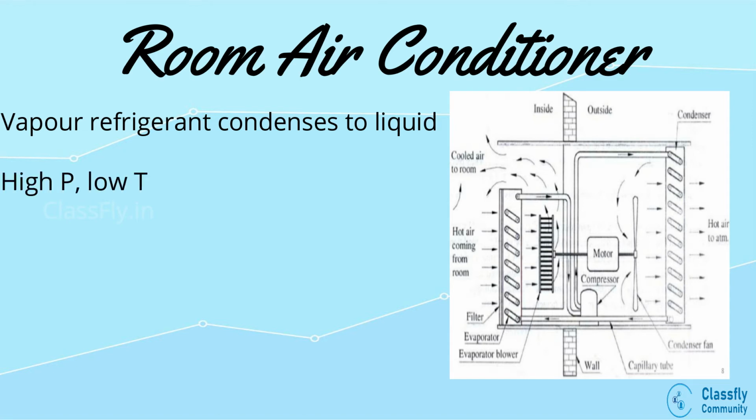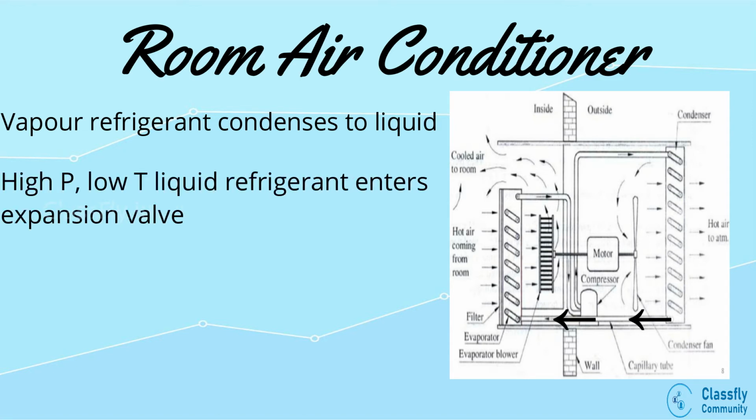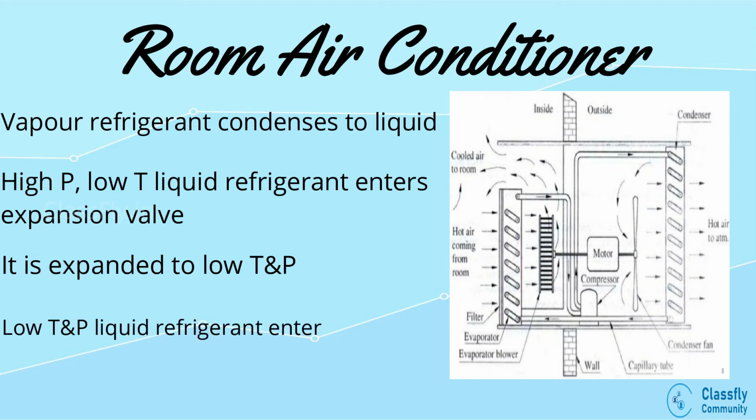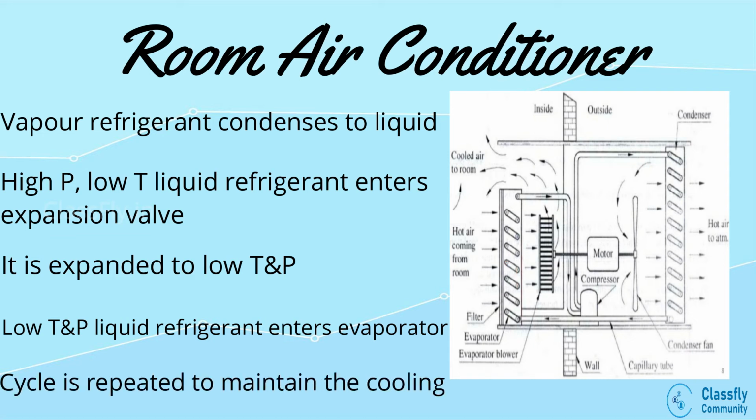Now, the high pressure and low temperature liquid refrigerant will enter the expansion valve. Here, it undergoes expansion to a low temperature and low pressure. This low pressure and low temperature liquid refrigerant will now enter the evaporator coils. The same cycle will be repeated again and again until the desired temperature inside the room is achieved.